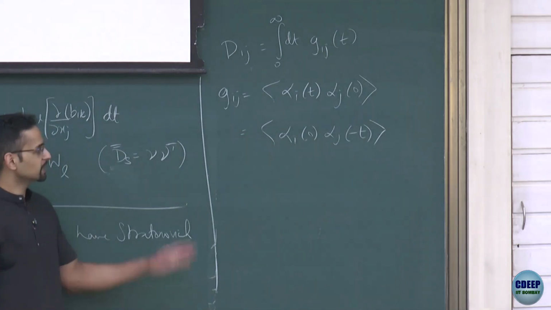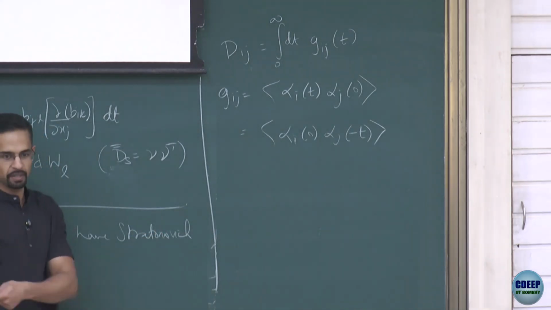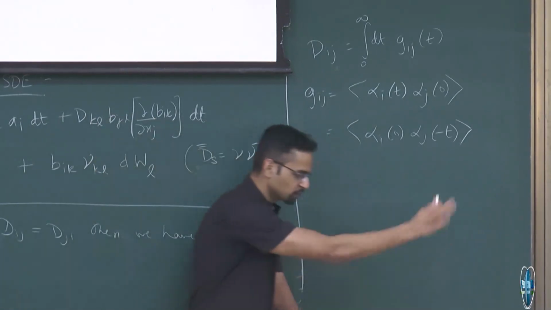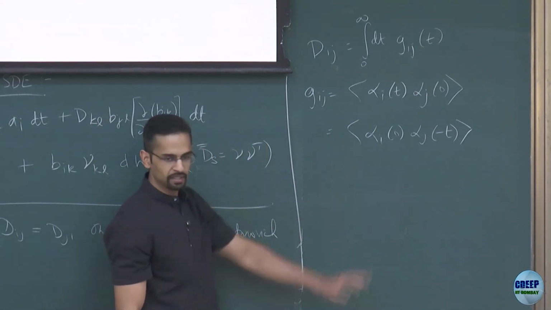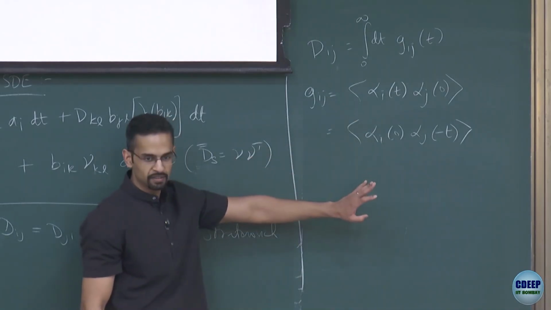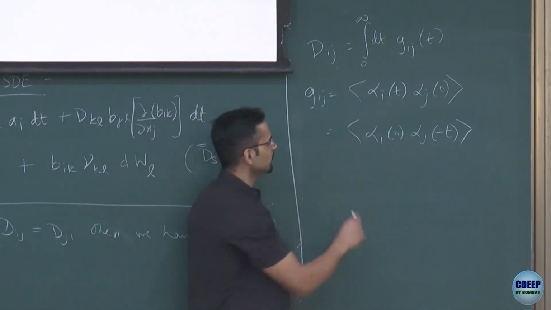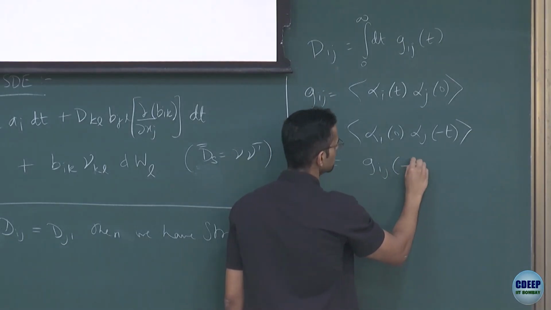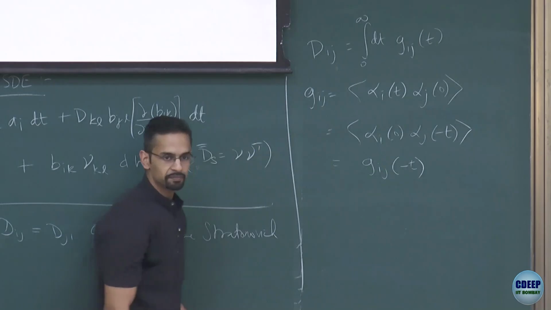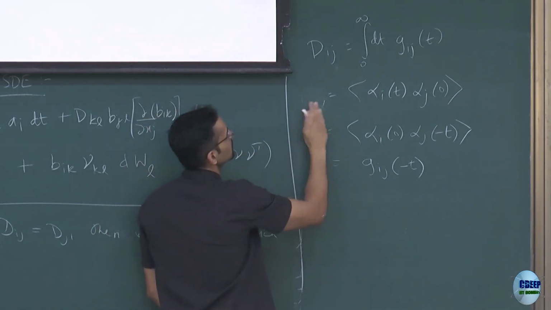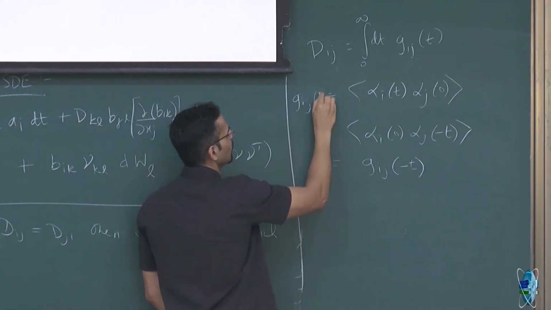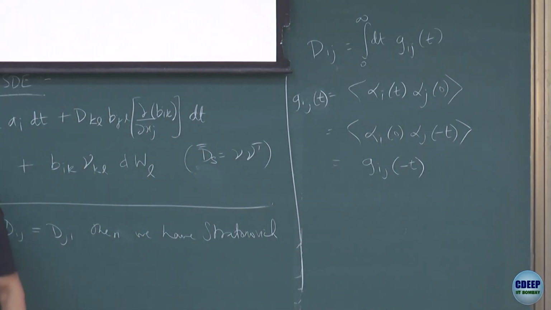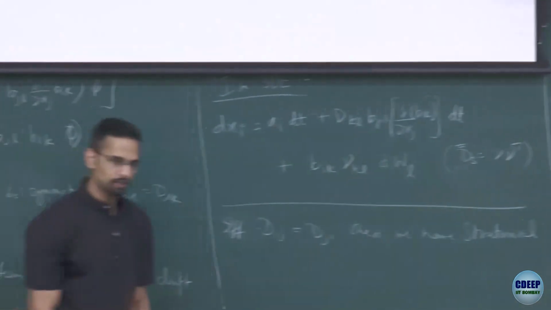Right? So the time origin, the starting point, doesn't matter, it's a stationary process. You take one point, alpha j here, and alpha I should be in the future. So that is true even here. So these two things are equal. But now when I flip this, I'll see that this is equal to Gij at minus t. So Gij of t is Gij at minus t by definition. Okay, that's always true.